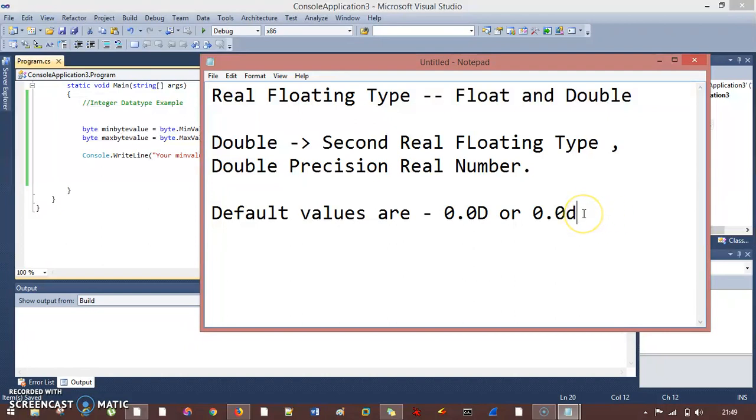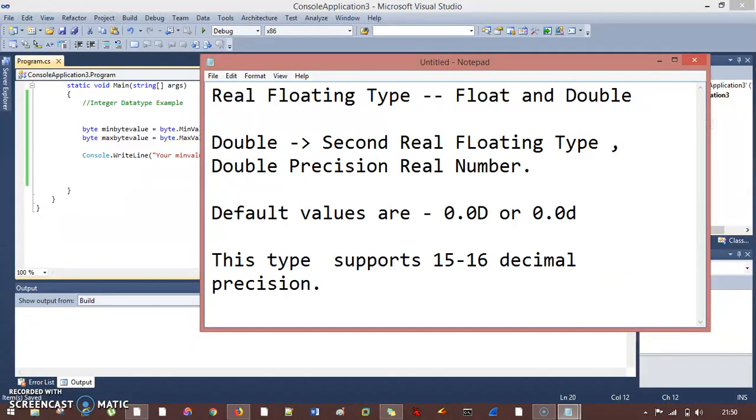By default, all real numbers in C sharp are of type double. So you don't need to provide d, because by default all real numbers are of type double. But in the case of float, we need to provide f, because float is not the default real number. This type supports 15 to 16 decimal precision, so this is pretty nice and more effective than the float data type.